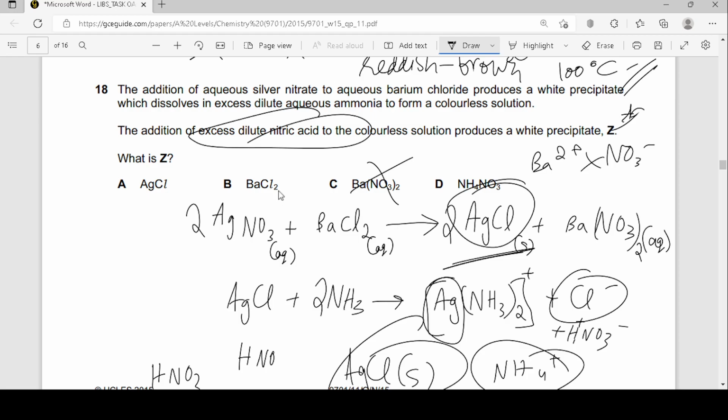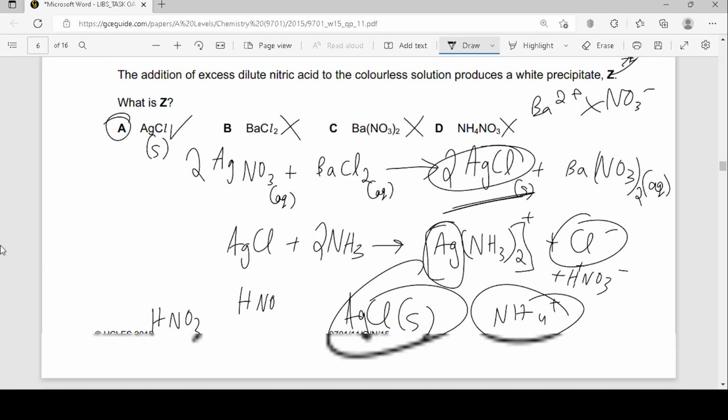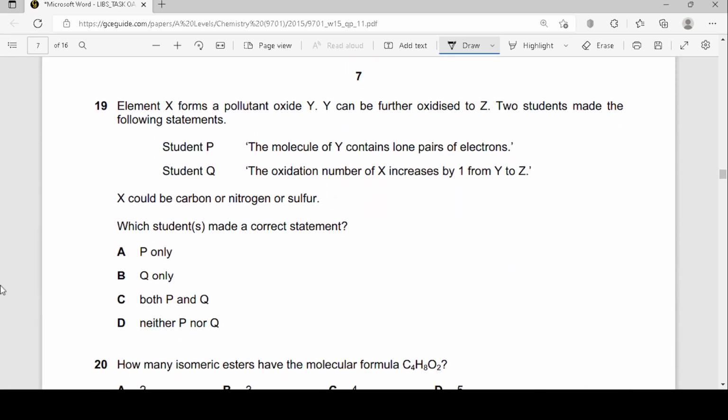It's quite obvious common sense as well. You don't even need to do all these equation things, because it's paper 1, so you have to be fast with paper 1 questions. NH4NO3 is soluble, Ba(NO3)2 is soluble, all nitrates are soluble, BaCl2 again I showed you over here is soluble, and AgCl is the only one that's a precipitate. So then the answer is A. That's it. Done. And question number 19.